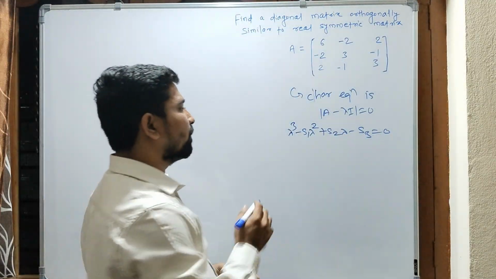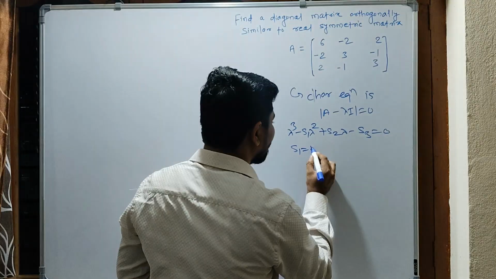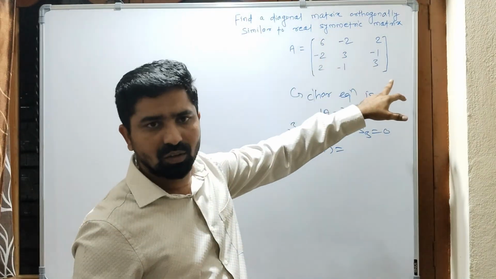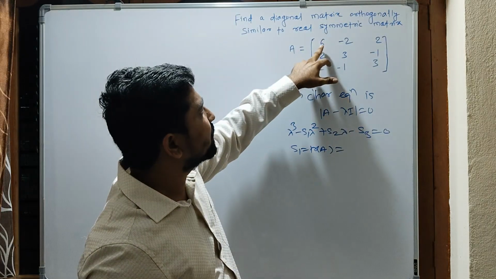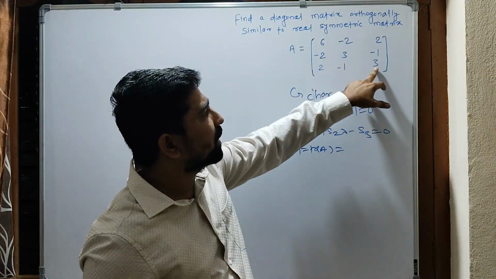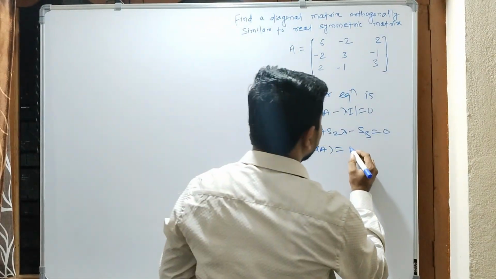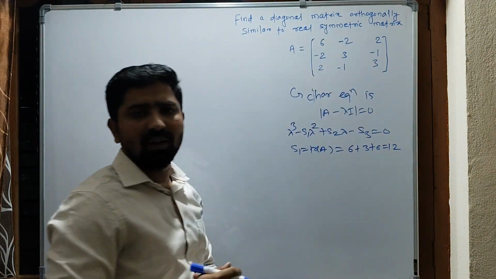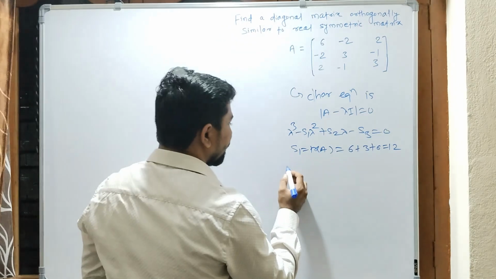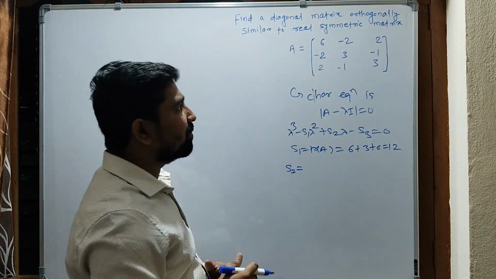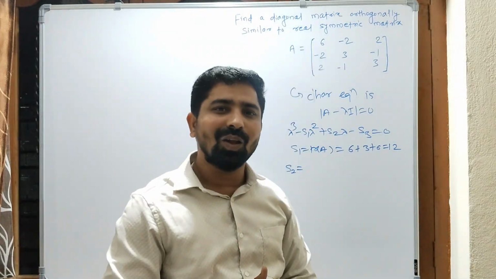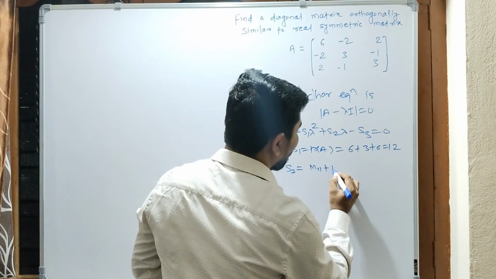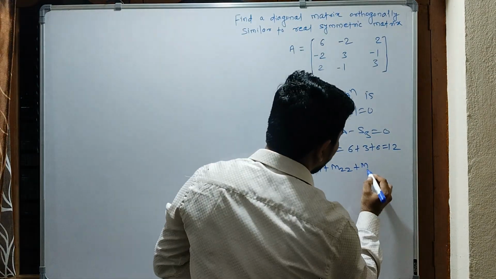What is meant by s1? Here s1 is just the trace of this matrix. What is meant by trace? The sum of the principal diagonal, a11 plus a22 plus a33, that is here 6 plus 3 plus 3, which is equal to 12. That is my trace. Now how to find s2? s2 means the sum of the principal minors along the diagonal, that is find minors m11 plus m22 plus m33.